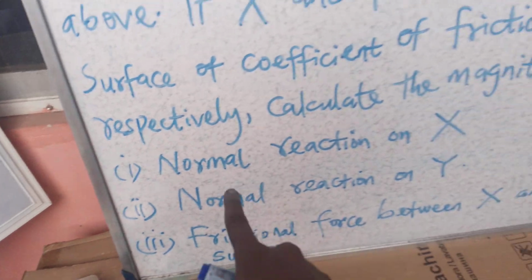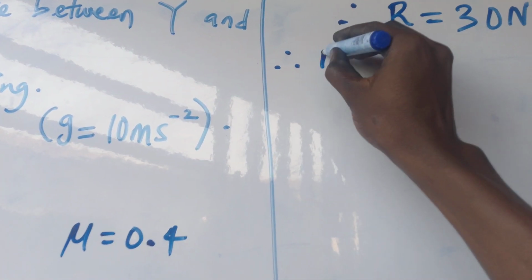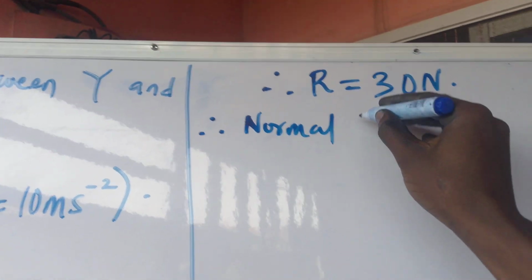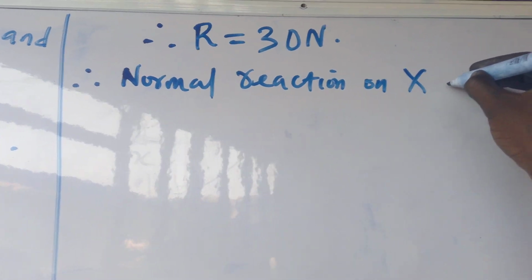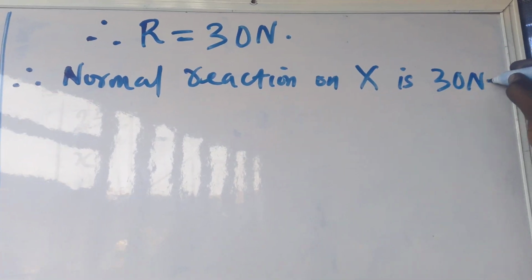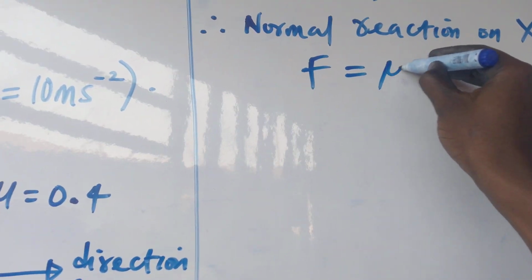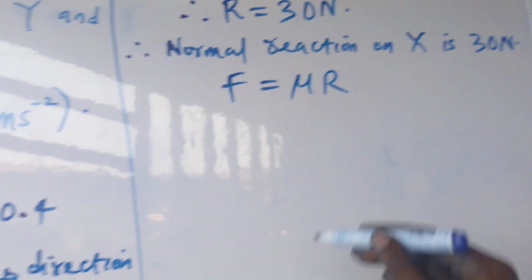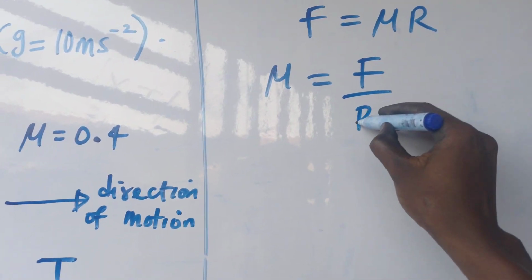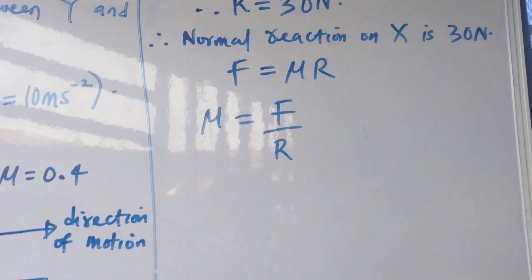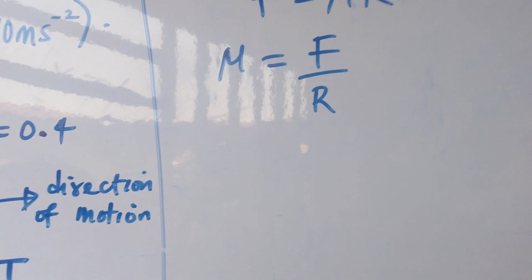So the first question says the normal reaction on X. Therefore the normal reaction on X is 30 Newton. Now if frictional force is equal to coefficient of friction times the normal reaction, then I can find the coefficient of friction. Coefficient of friction is friction force over the normal reaction. Okay, so that is it.